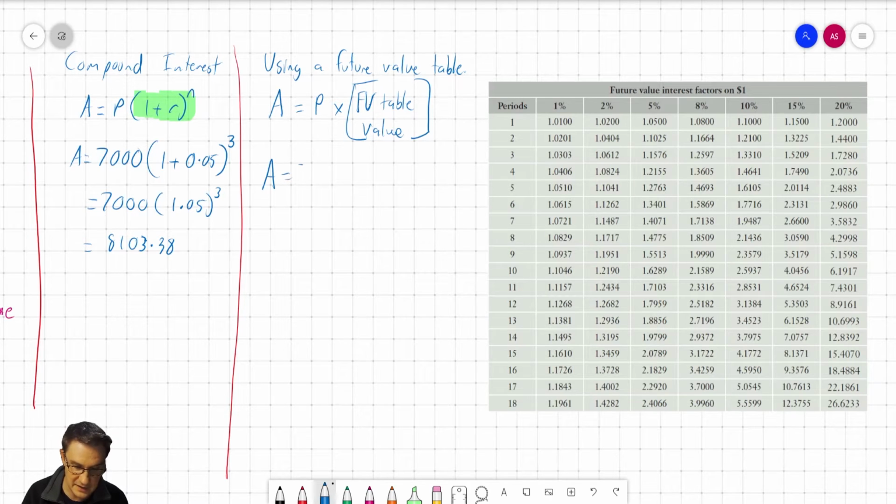So if we were to apply that concept to that result we just did, what's going to happen? We're still going to have A is equal to 7,000, but what we're looking to replace is the 1.05 to the power of 3. Now in this aspect, what we do is we look at the table here. Okay, so we've got a 5% interest rate. So that's the interest rate we're going to use here.